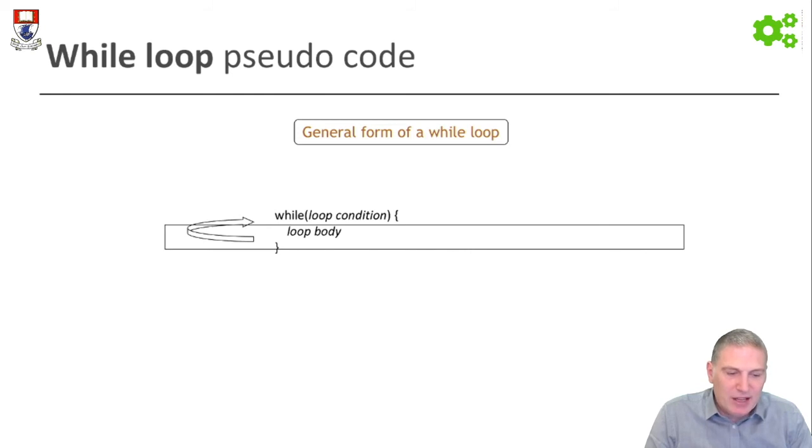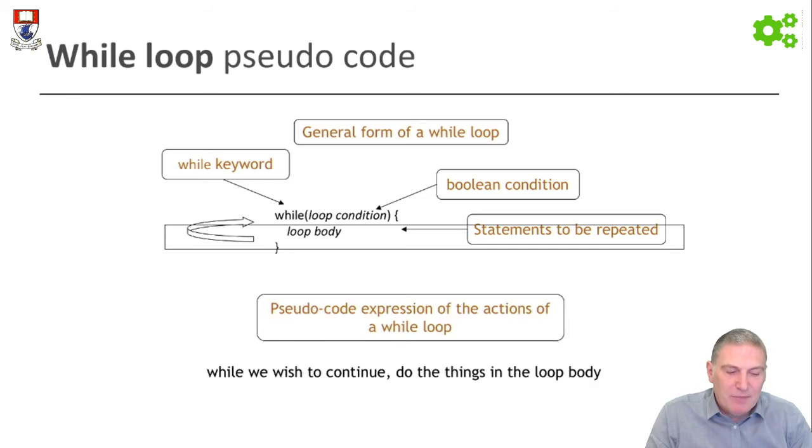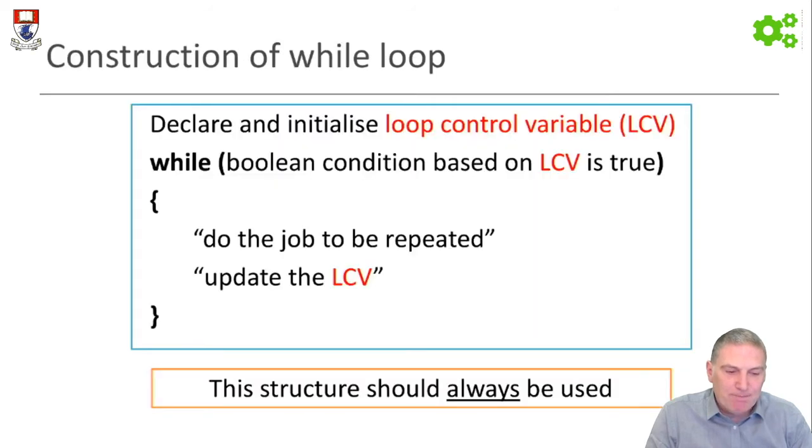So what we have is some pseudocode here. Pseudocode is code that you can't run, but it helps us highlight what needs to go into the code. So here we have while, loop condition in brackets or parentheses. We have curly brackets, the statement to be executed as part of the loop, and the loop body is the actual statements that you write. So this is the generic or general form of a while loop. It's the while keyword, Boolean condition, statements to be repeated, and this enables us to write a loop.